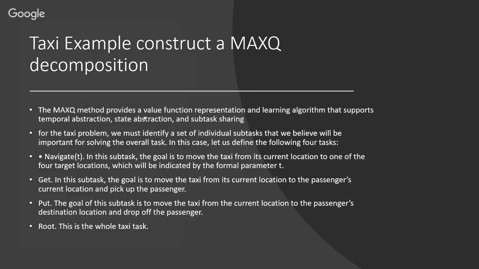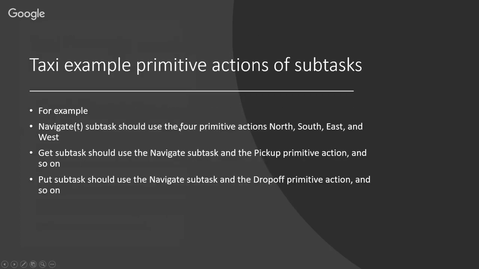And then the put subtask: the goal is to move the taxi from the current location to the passenger's destination location and drop off the passenger. And the root task would be this whole process. So, the taxi example, the primitive actions of the subtask.